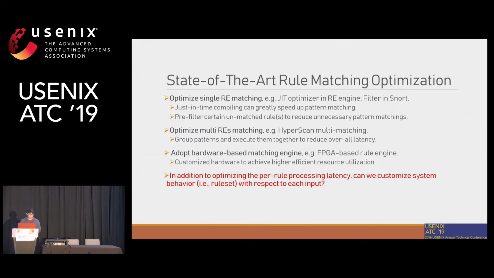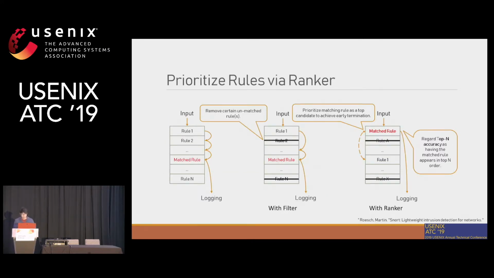So in addition to optimizing per-rule processing latency, can we customize system behavior with respect to the input? Sure, we could. The matching process normally tracks rules one by one until one rule is matched. With the help of the filter in the middle, it removes certain unmatched rules by quick stream matching. As you can see in the picture, it removes rule 2 and rule 1, so it could reduce the number of rules that need to be processed in the rule engine.